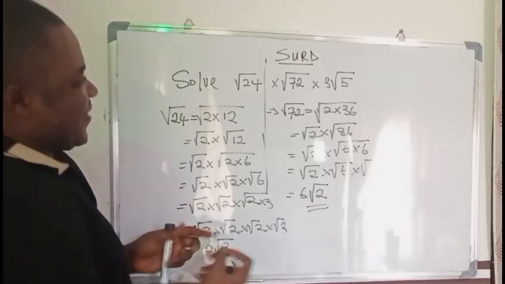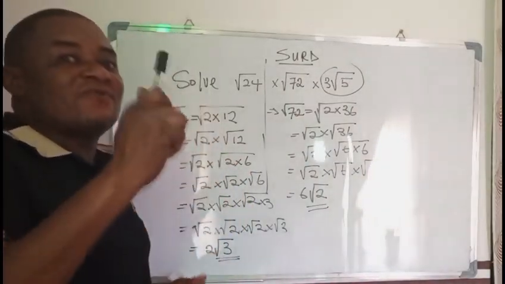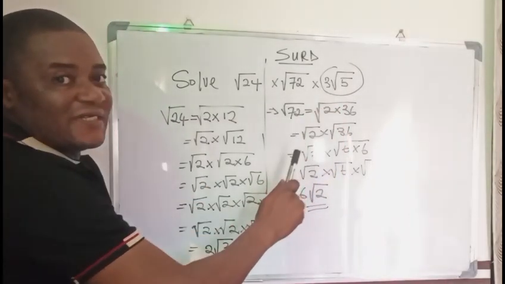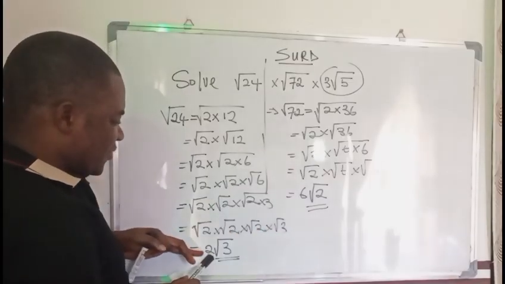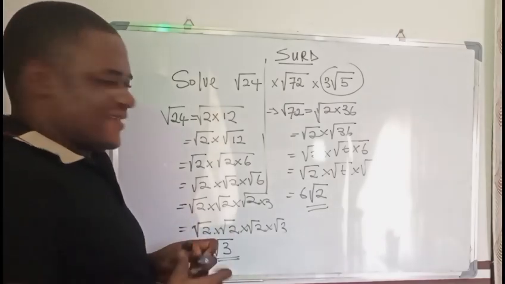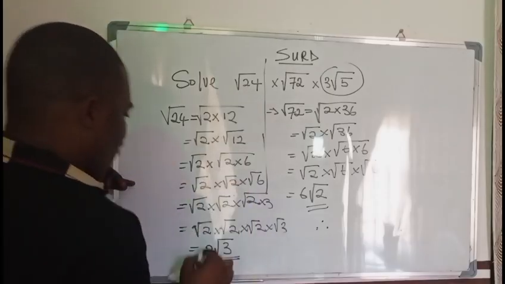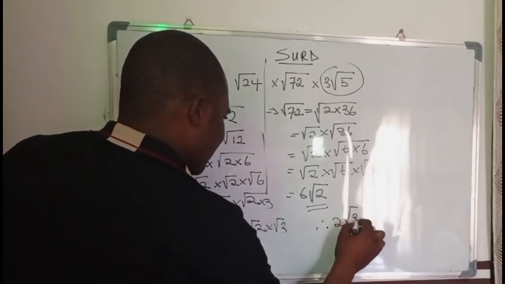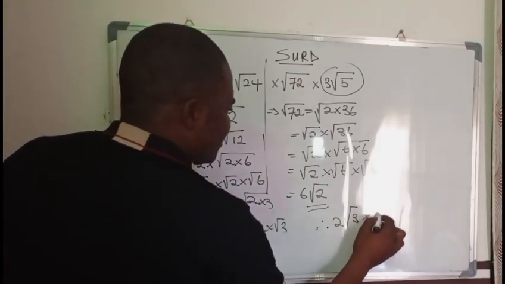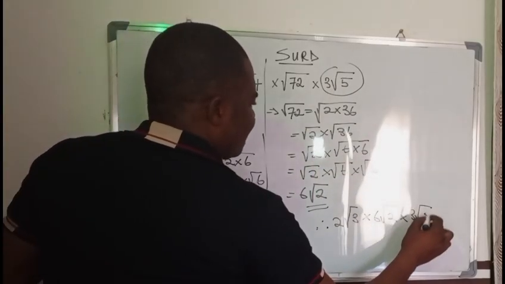Okay. But we cannot solve this any further because this is already the solution to a particular surd. It's already solved. It's a solution. So we are now going to put these solutions together. Let's see. This means that, therefore, for 24 it is 2 surd 3 multiplied by, for 72, 6 surd 2 multiplied by 3 surd 5.